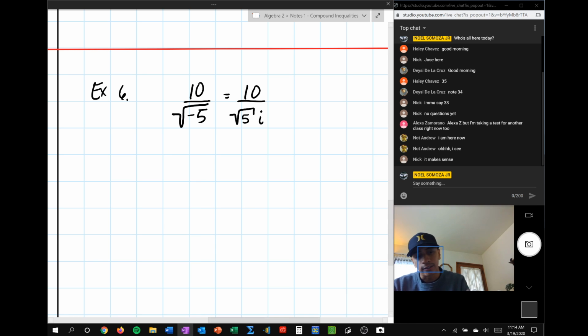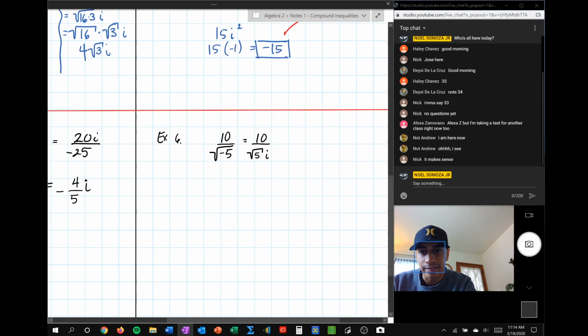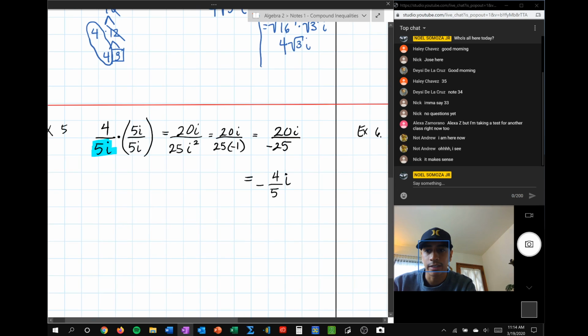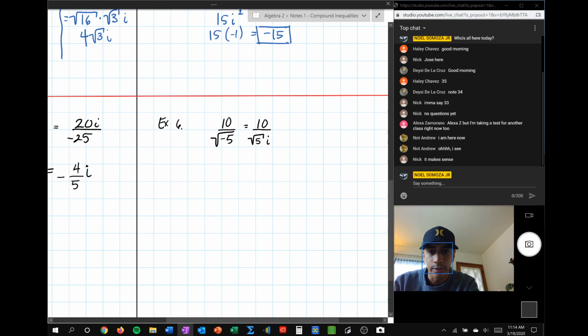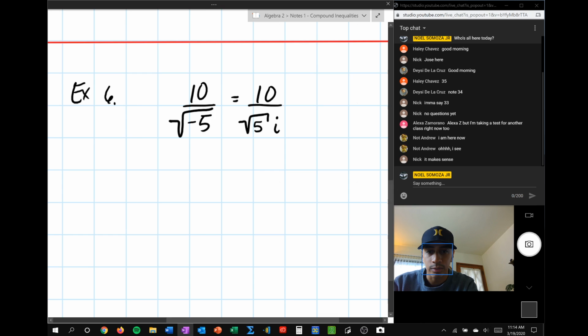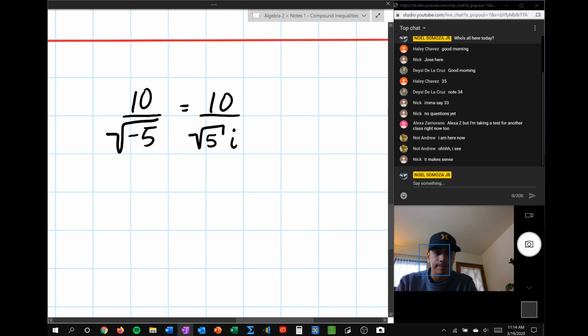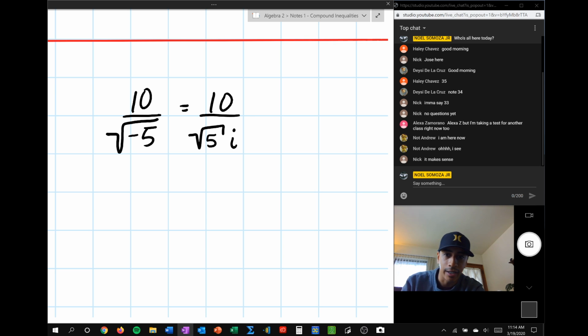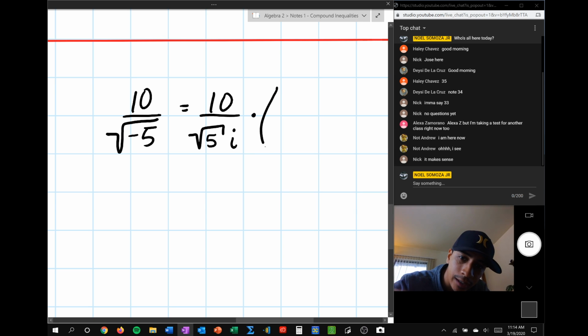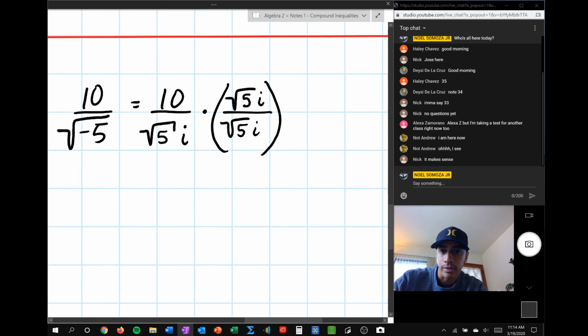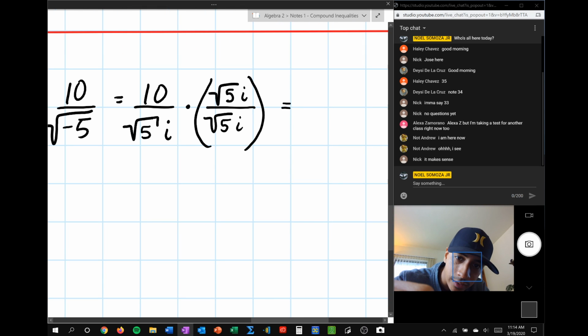All right, now you have a problem very much like what you had in example 5. You had the i in the denominator, which you do not want. So guess what you're going to have to multiply the top and the bottom by? What is that denominator currently? That's what you multiply by. So you're going to multiply top and bottom by the square root of 5i all over square root of 5i. All right, so now let's see what happens.